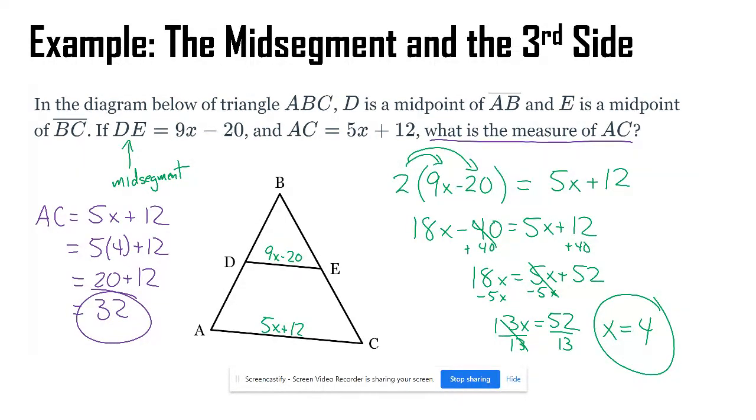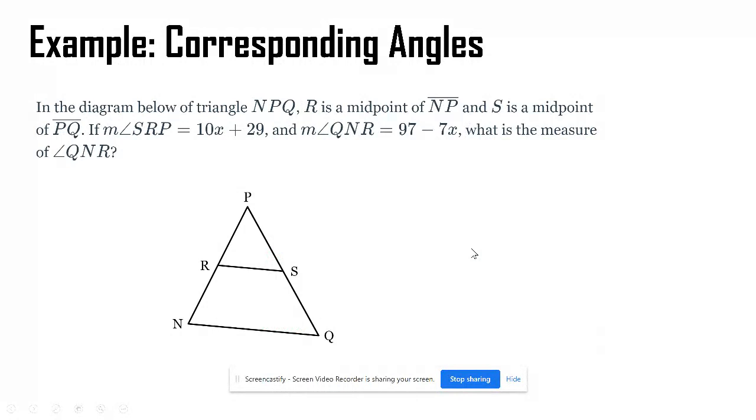So make sure you don't stop until you actually find the length of whatever it wants you to find the length of by plugging in the x. So AC is going to be 32. All right. The other type of problem involves the angles. Now, the angles, we don't have to multiply anything by 2 because they end up being congruent.